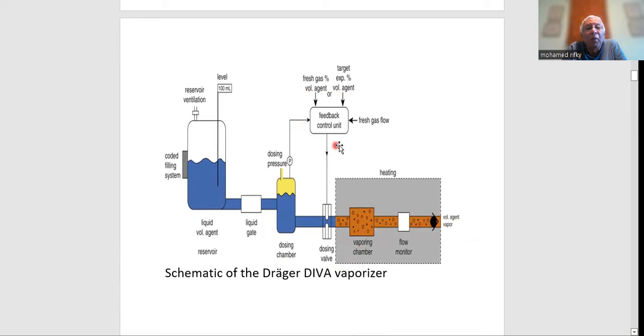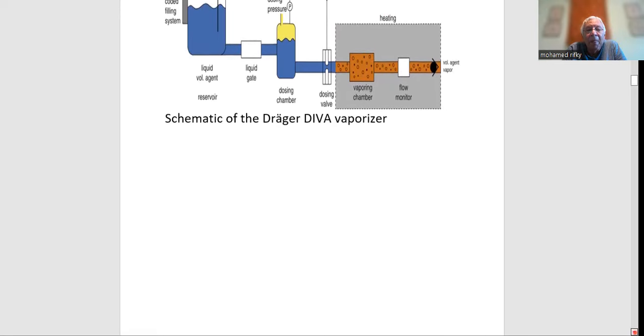And all this is controlled by a microprocessor or a feedback control, which controls the concentration and the flow going through this vaporizer. Of course, it works on the same principle as the Volkswagen.